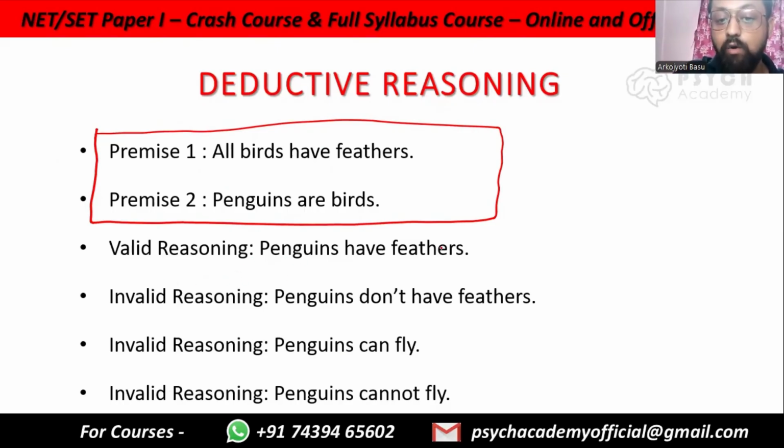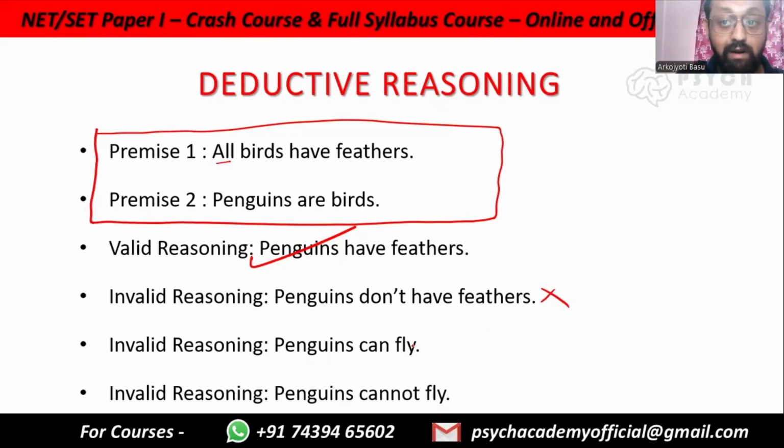Valid reasoning: penguins have feathers. All birds have feathers, penguins are birds, so penguins have feathers. This is correct. If we say penguins don't have feathers, it's invalid reasoning. We are clearly saying all birds have feathers and penguins are birds. Then if we say penguins don't have feathers, it does not make sense. So this is invalid.